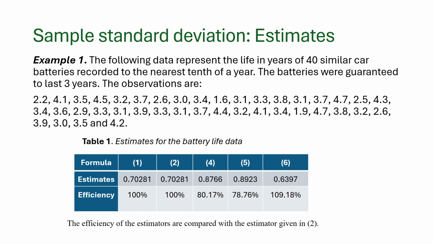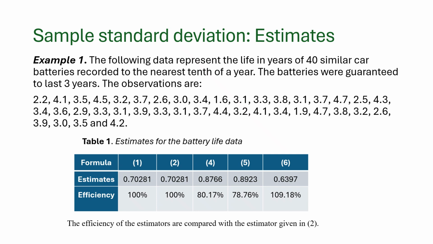This example is based on battery lives of 40 similar car batteries, and you can see the data. The data follows normal, no doubt, and the estimates are given according to formulas 1, 2, 4, 5, 6. Formula 3 is not considered because it's a very poor estimate. Here the efficiency is compared based on estimator 2. Estimators 1 and 2, as I already informed, are similar and only the calculation differs, that's all. And 4, 5, 6 are compared with respect to 2.